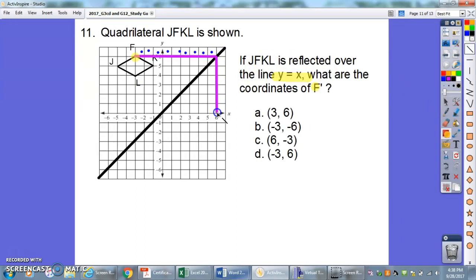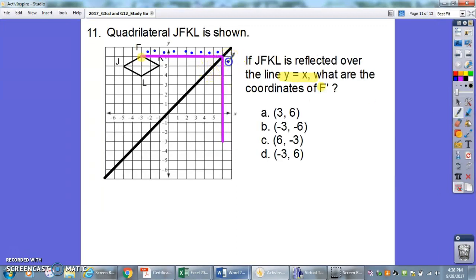So let me just sketch it real quick and then just make sure of my count. 1, 2, 3, 4, 5, 6, 7, 8, 9. Yep, that's good. So this is my point right here. So the coordinates would be 6, -3. And I'm done. Now remember, I did teach you guys that if you wanted to remember a different way, when you see the equation y equals x, the original coordinate pair of point F is -3, 6.